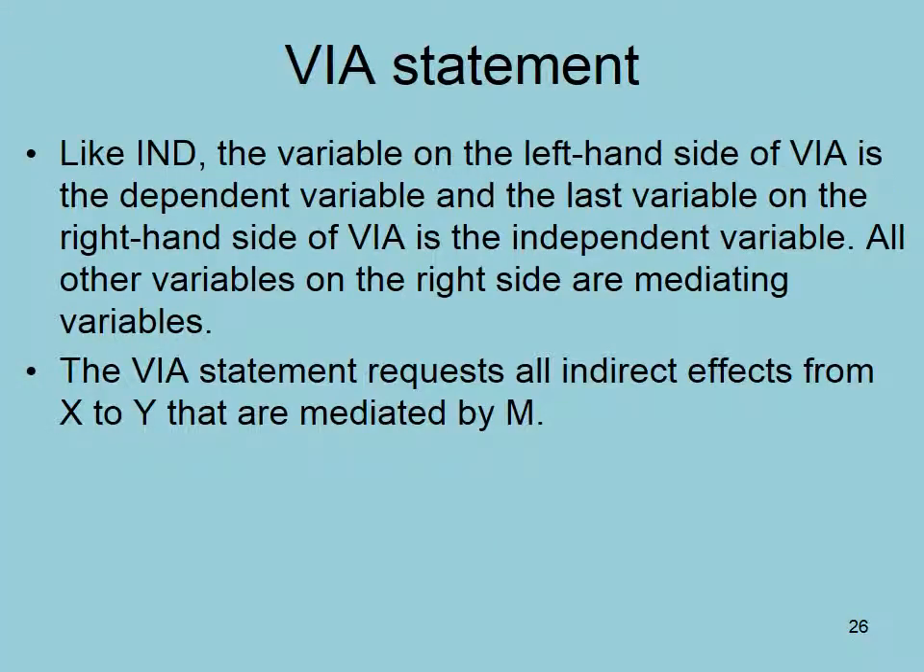Like the IND statement, the VIA statement would have your dependent variable or your criterion variable on the left-hand side, and on the far right-hand side would be your independent or predictor variables. All the variables in between would then be your mediator variables. In other words, the VIA statement requests all indirect effects between x to y that are mediated by m.